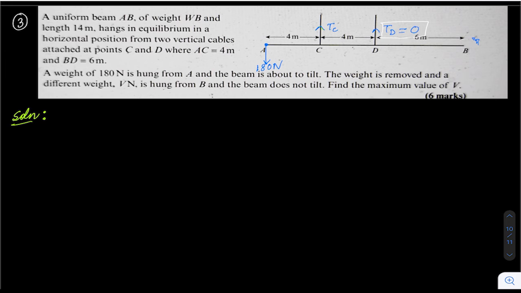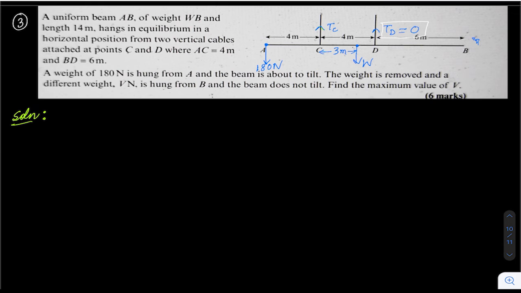So 14 by 2 is 7. So exactly here, this will be its weight. And weight is also not given. Let's take that as W. And this distance is 3 meters, because 14 by 2 is 7. So this total should be 7 from A to W.